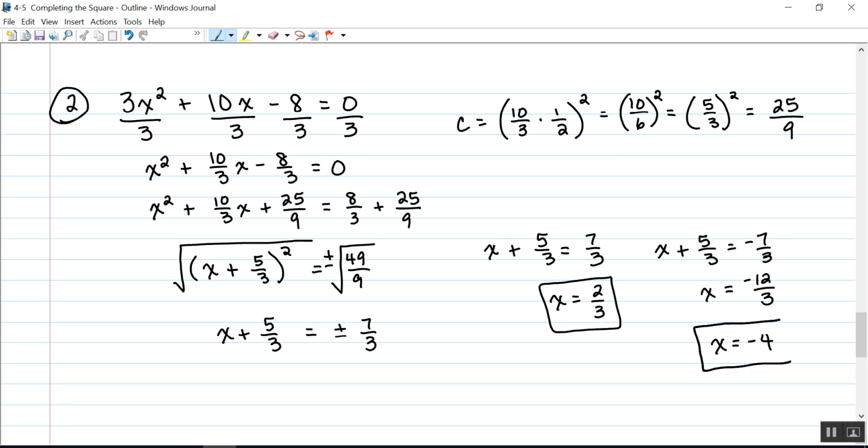So it's just a little more complicated. If a is greater than 1, just divide by a and keep everything as fractions.